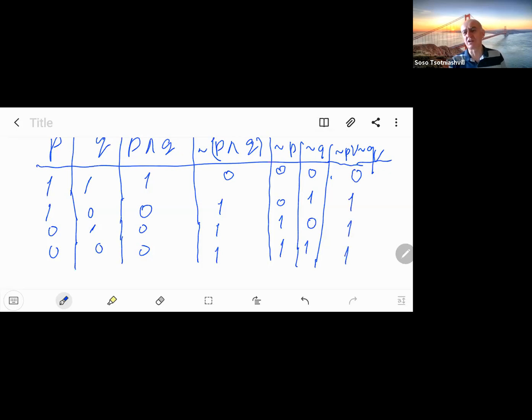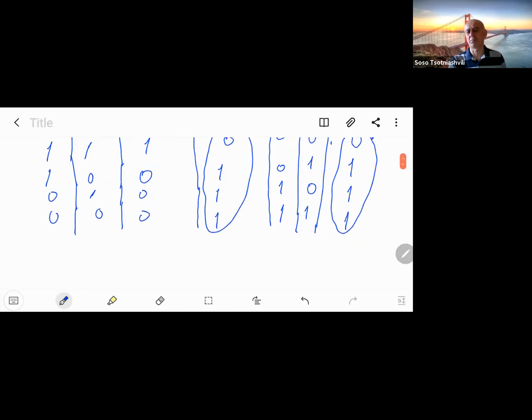And now we just need to observe these columns. They are absolutely the same. And it means that these propositional statements are equivalent. Any questions about it? So this is the complete solution of this problem. If you are asked to prove that this statement form is equivalent, you just need to construct a truth table and then compare the appropriate columns.